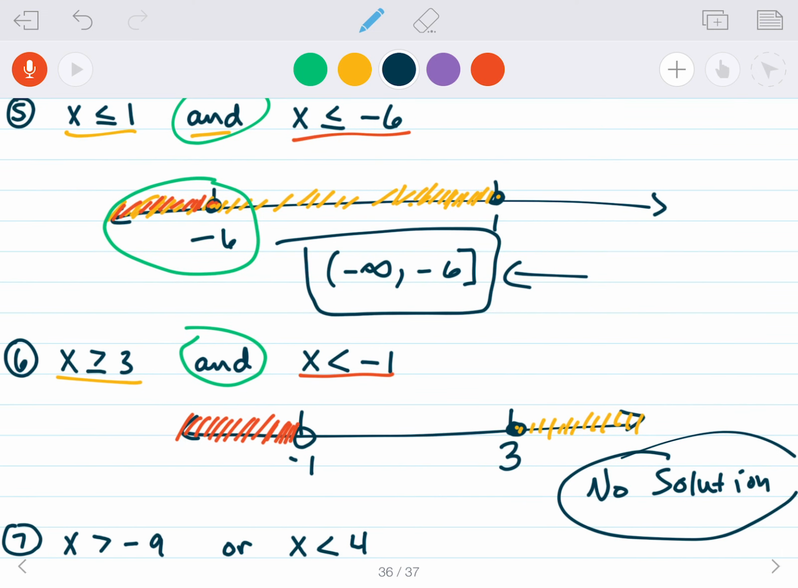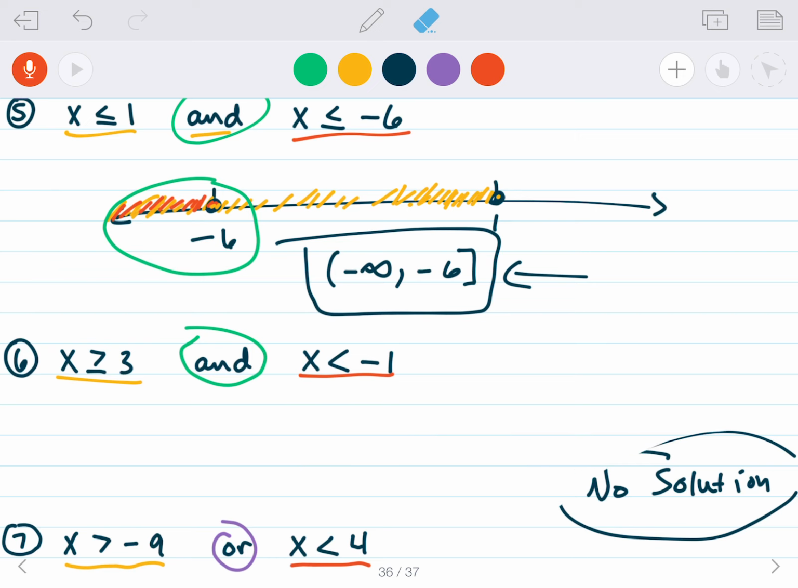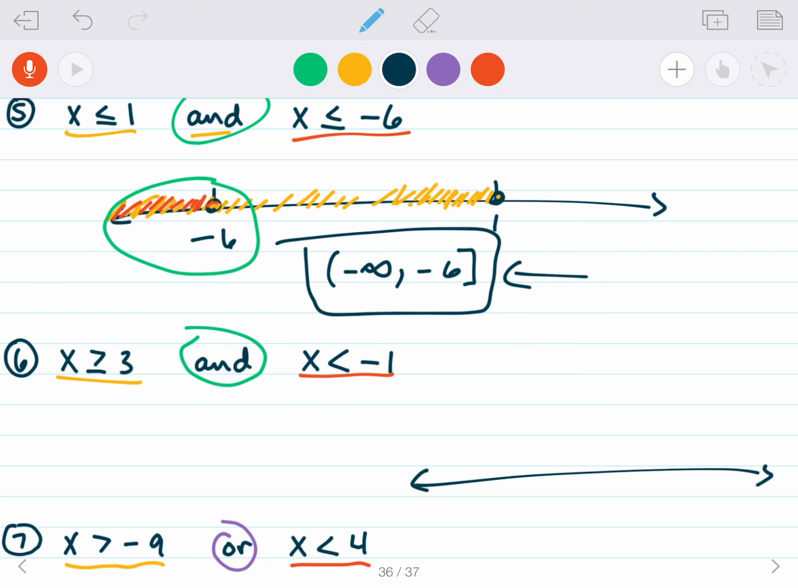Let's do this last one here. So we have an or statement. So x is greater than -9 or x is less than 4. I'm going to just erase some of this so I have more room. So here's -9, here's 4. Greater than, I'm going to do an open circle. Less than, I'm going to do an open circle. x is bigger than -9, I'm going to shade everything to the right of -9. x is less than 4, I'm going to shade everything to the left of 4.